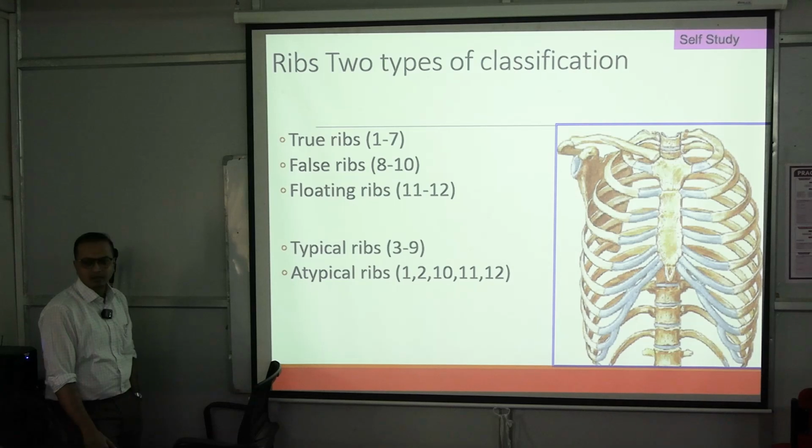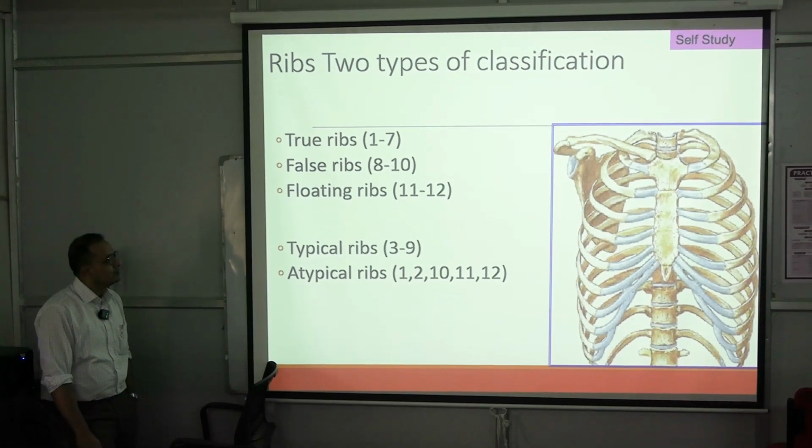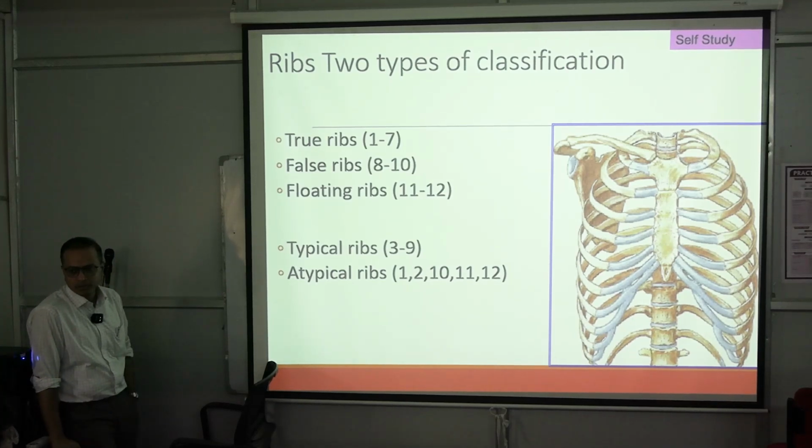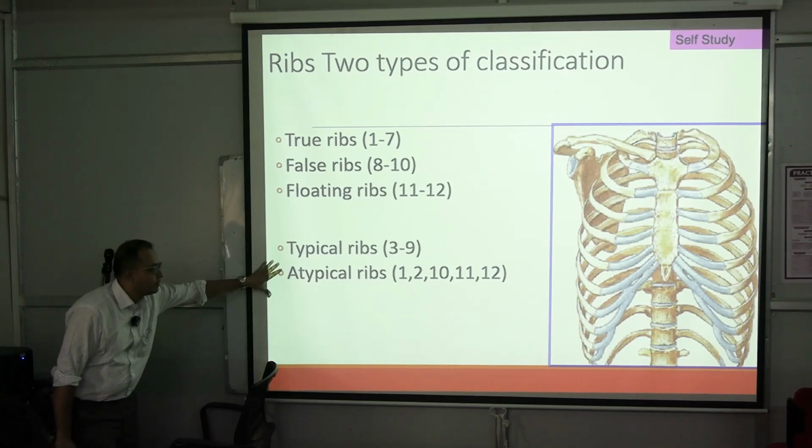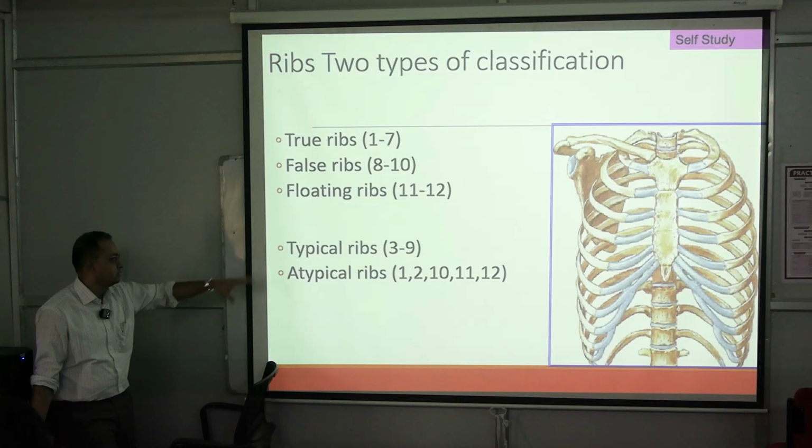We call them ribs, and we have a familiarity with the ribs from our 10 plus 2 curriculum. We can divide these ribs in two basic ways. One is true ribs and false ribs. The other classification is typical rib and atypical rib, which we emphasize on identifying in this anatomy class.